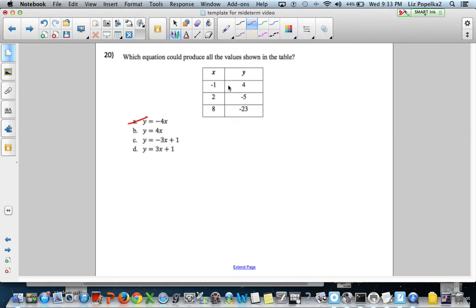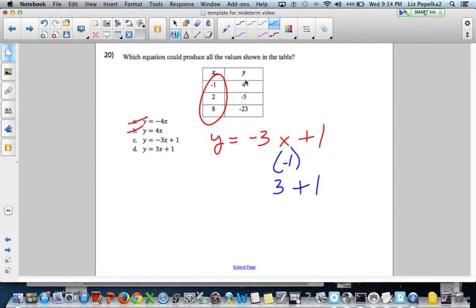Let's try times a positive 4. Negative 1 times 4 is not a positive 4, so that can't be right, because negative 1 times 4 would be a negative 4. Now let's try this one. y is equal to negative 3 times x plus 1. So you can take all these x values, multiply them by negative 3, and then add 1. Let's see if that works. Our first x is a negative 1. Negative 3 times negative 1 is a 3. 3 plus 1, yep, it's the 4 that I ended up with over there. Let's try 2. Negative 3 times 2 is a negative 6. Negative 6 plus 1, yep, is a negative 5.